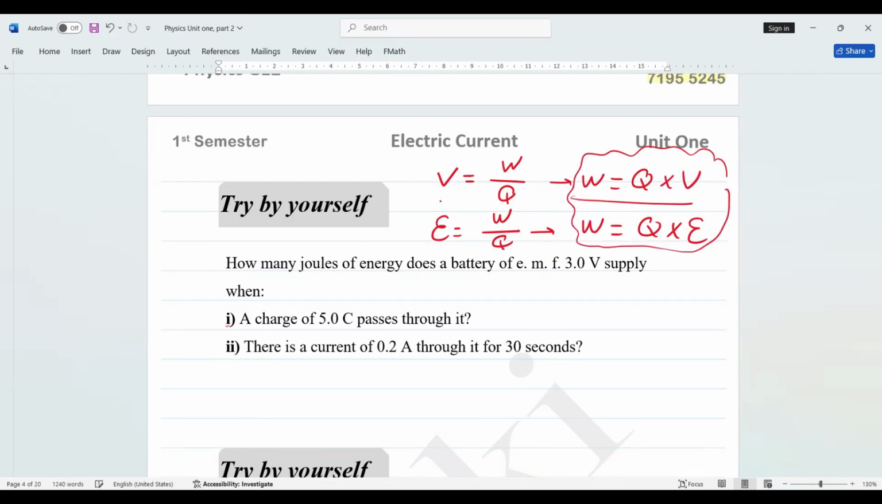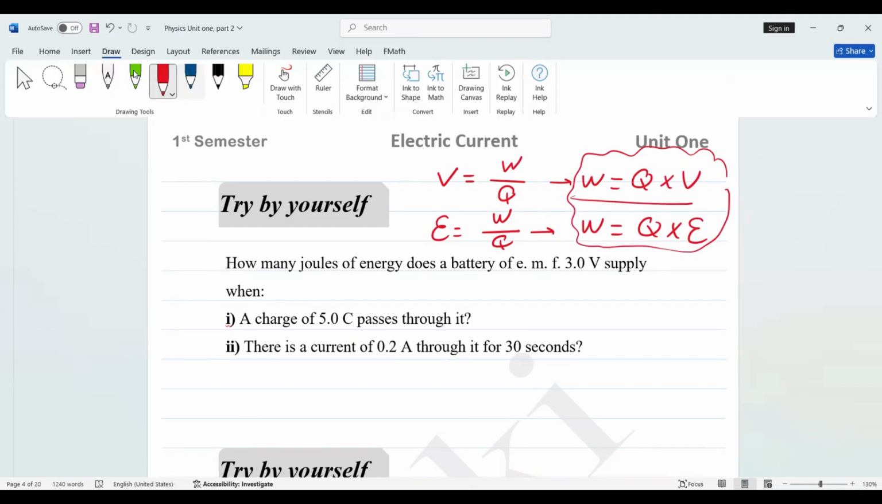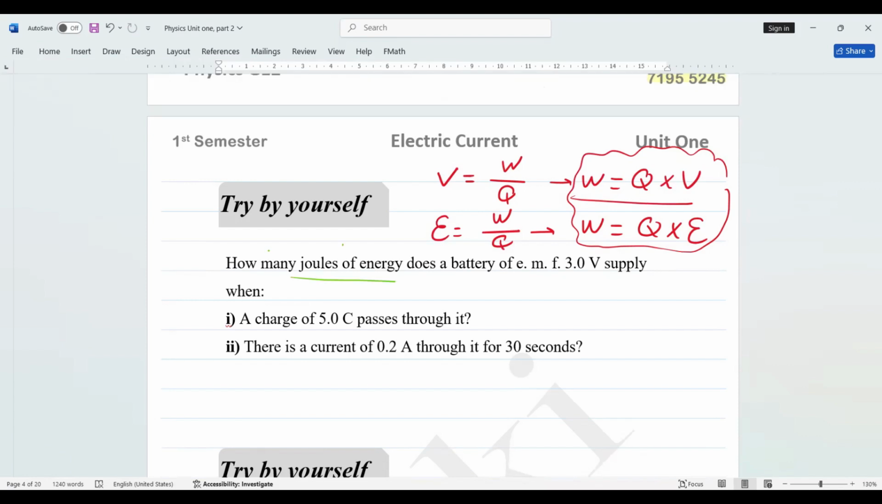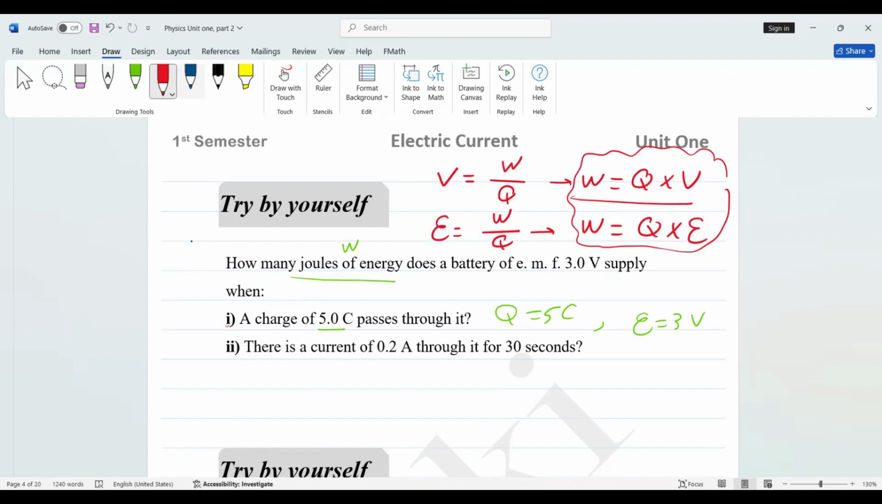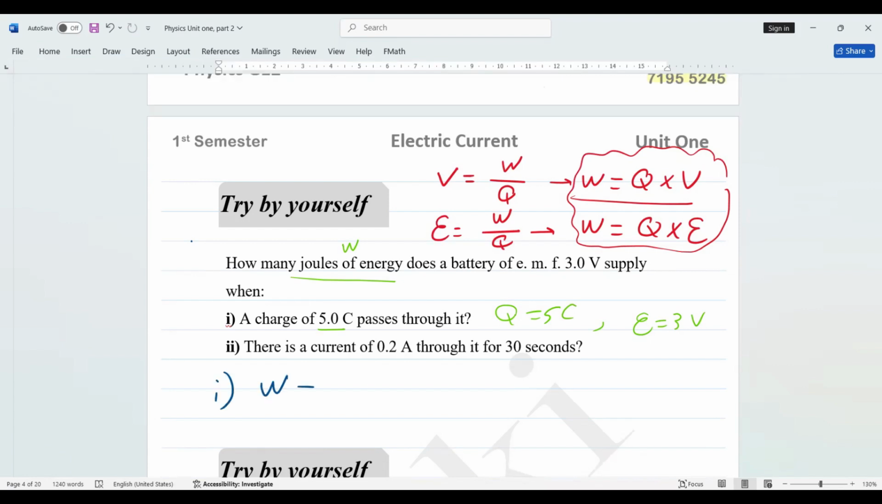Okay? Now, in the first part, how many joules of energy? So we need W. There's a battery of EMF 3 volt supply when a charge of 5 coulomb passes. So Q equals 5 coulomb and EMF equals 3 volt. We need the energy transferred. In part 1, the energy equals Q times EMF. Q is 5 and EMF is 3. 5 times 3, 15 joules.